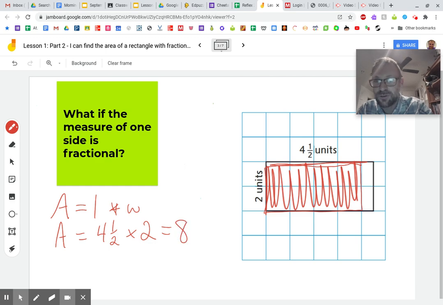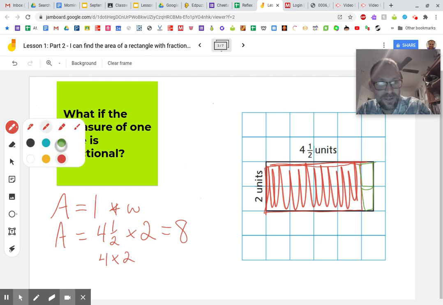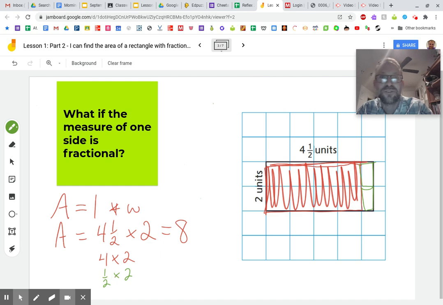And then, of course, we have the half times 2, right? We have the 1/2 square and the 1/2 squares, 2 of them. So we have 1/2 times 2. So what we've done is we've done the 4 times 2. And now we're going to do the half times 2. It's kind of like partial products, isn't it? We're doing each part of 4.5 by 2. And then we're going to add those parts together.